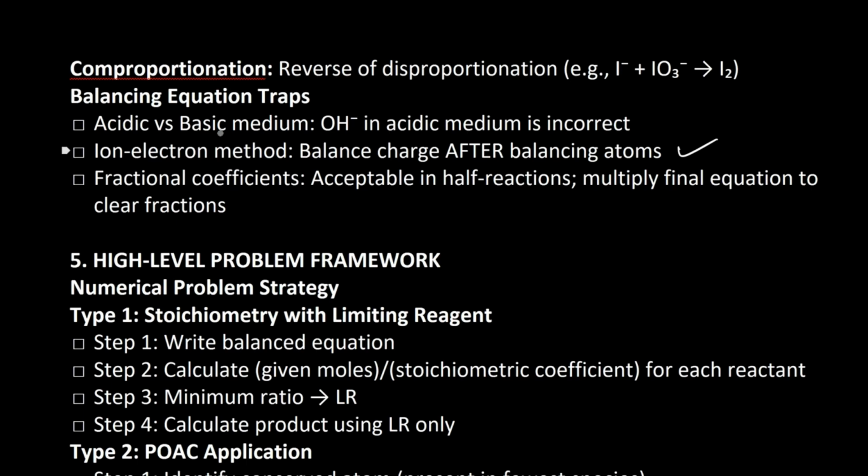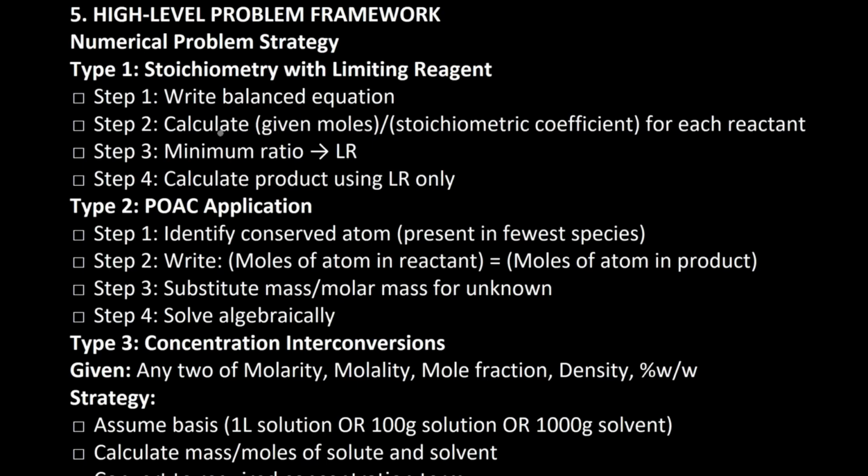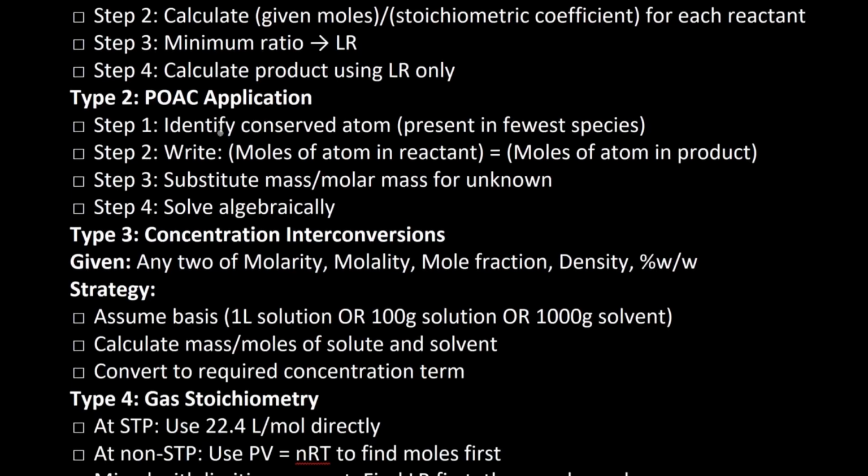Mostly go with the ion electron method, that will be very helpful, or else do the ABCD method, okay, for the complete reaction if they have provided. And fractional coefficients are acceptable in half reactions. Multiply the final equation to get clear fractions. And what are the questions? What type of questions can you expect from mole concept? Stoichiometry from limiting reagents, stoichiometry from the percentage composition, and the POAC related problems.